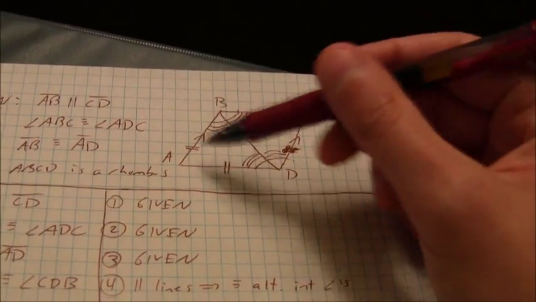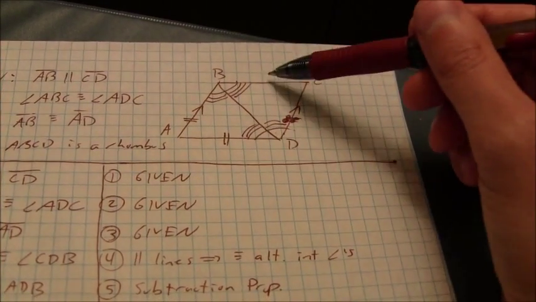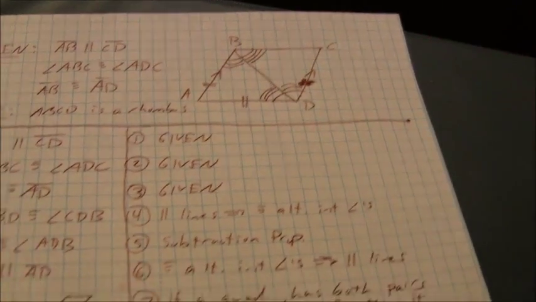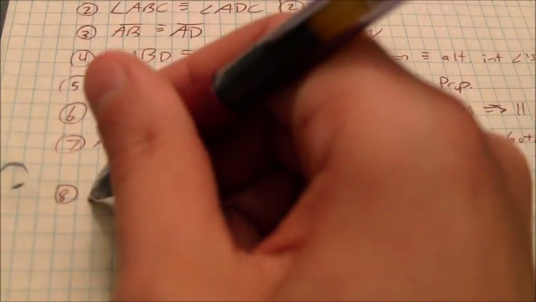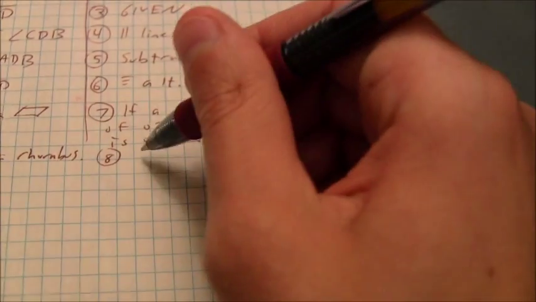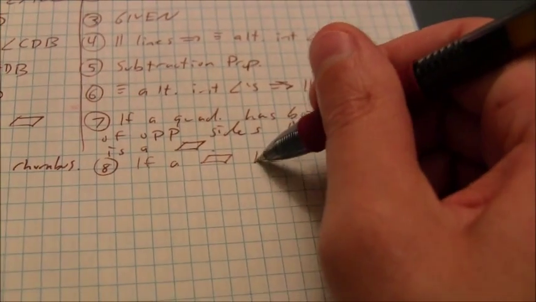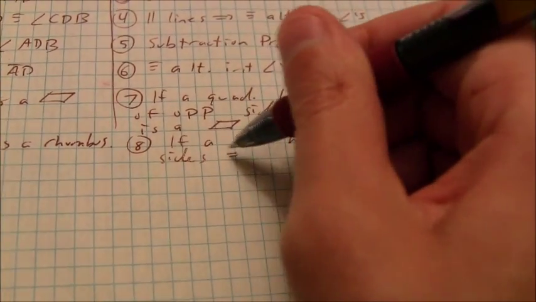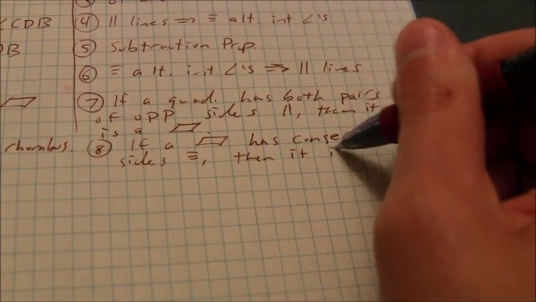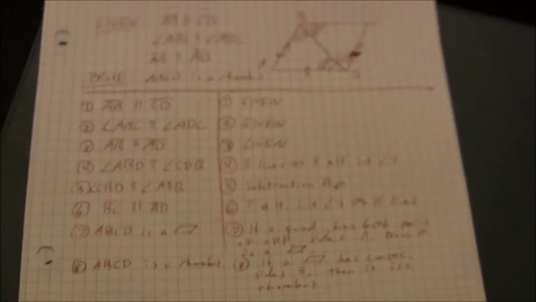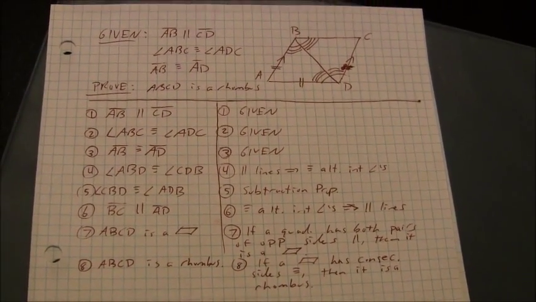And now I've shown it's a parallelogram with consecutive sides congruent. Of course, if you wanted to show that BC was congruent to AD and that CD was congruent to AB, we also know opposite sides of parallelograms are congruent. But I'm just going to go ahead and say that ABCD is a rhombus. And the reason being, if a parallelogram has consecutive sides congruent, then it is a rhombus. There's the final proof.